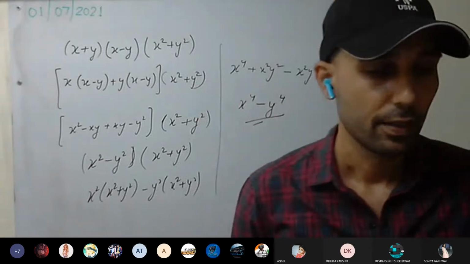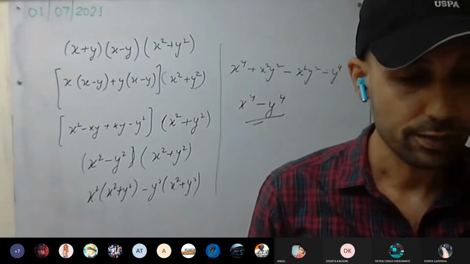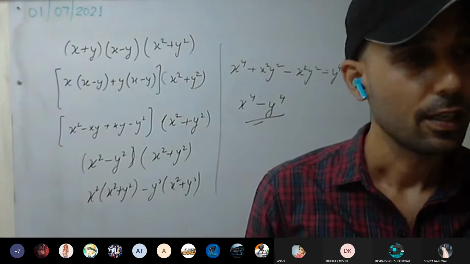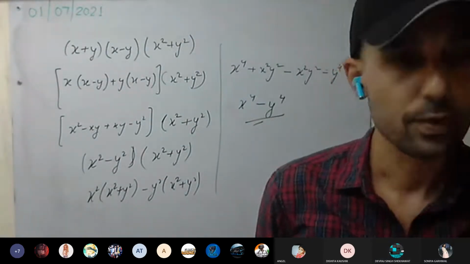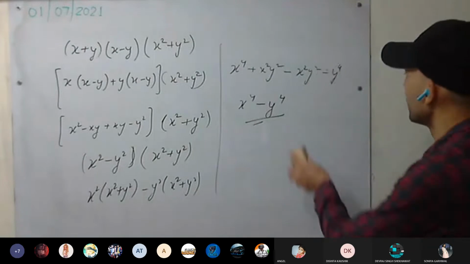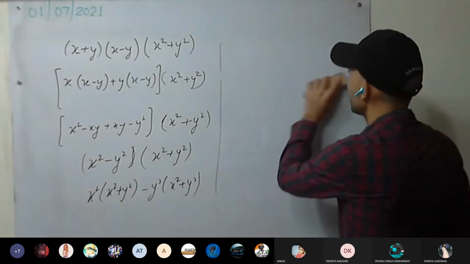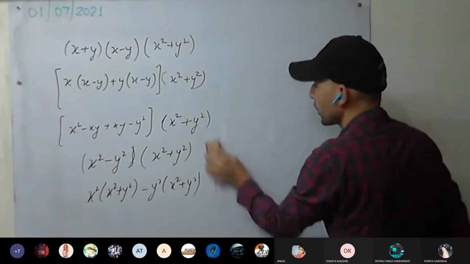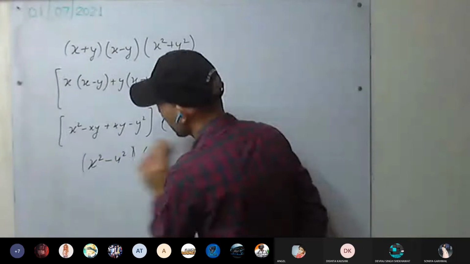So multiplication is clear to all. Yes, sir. Everyone is clear. So today we are starting division. First we'll start with monomial, a monomial divided by a monomial. Before that, we'll start now.